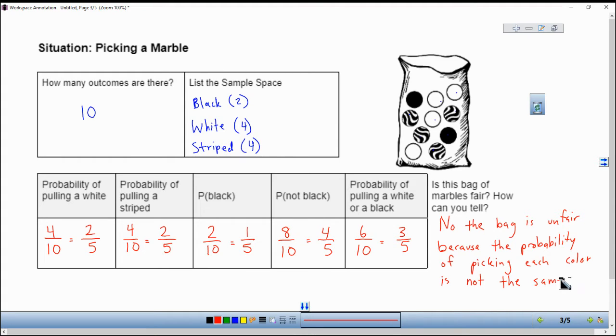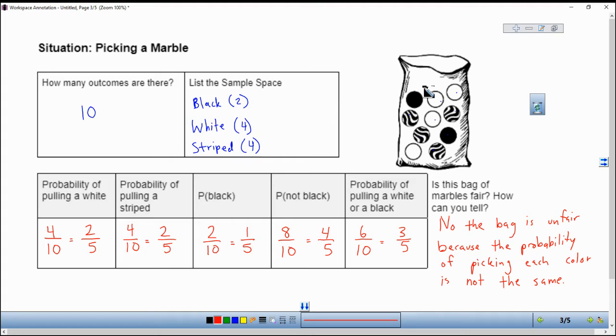So I guess the question might be, well, what can you do to make this a fair bag of marbles? There's a couple things you could do. One is you could just take out the black ones. Then you'd have striped and white, or you can add 2 black ones so you have the same amount of each color.